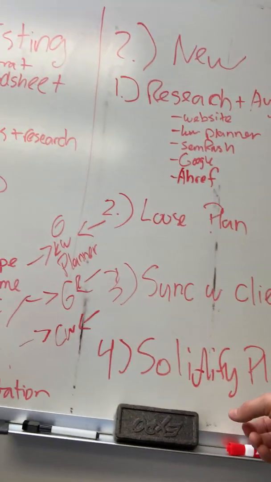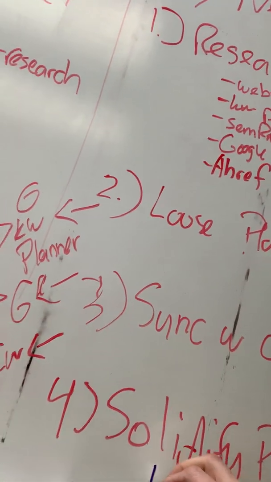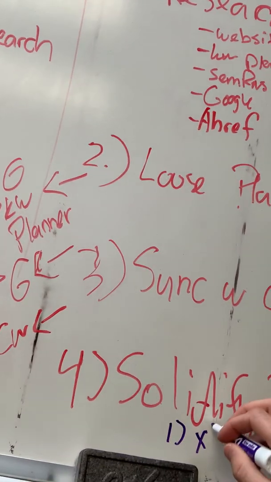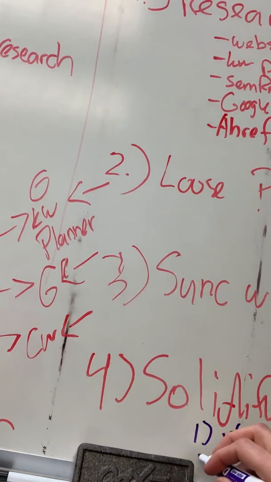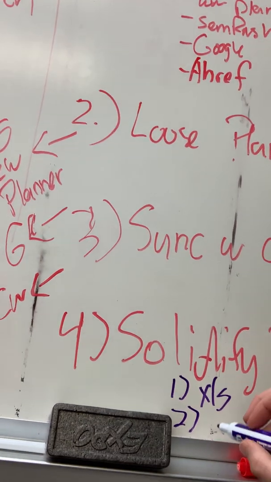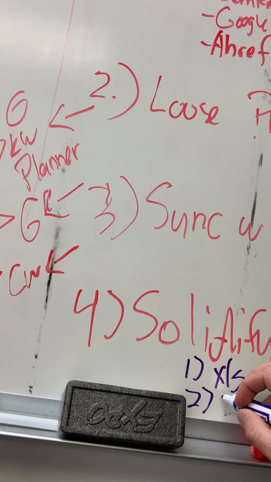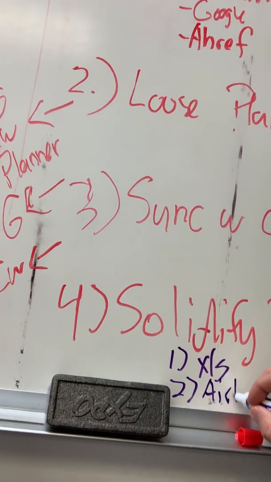I think that's it for now. Just note that solidify plan means that for you guys, it's going into a spreadsheet, and then for fun, it's going into, what's it called, the link tool? Oh, Airtable. Airtable, client portal.